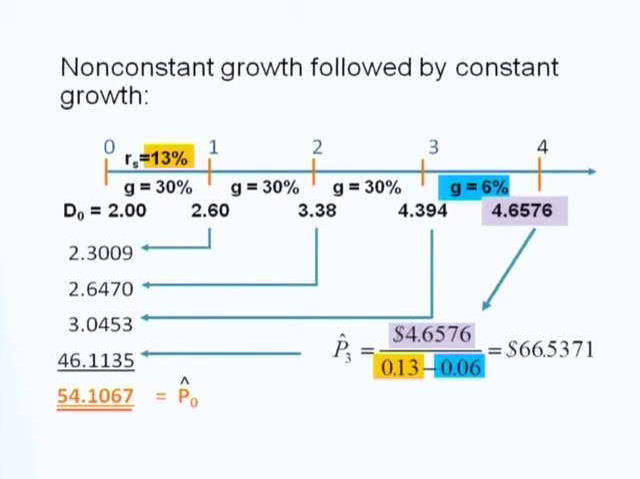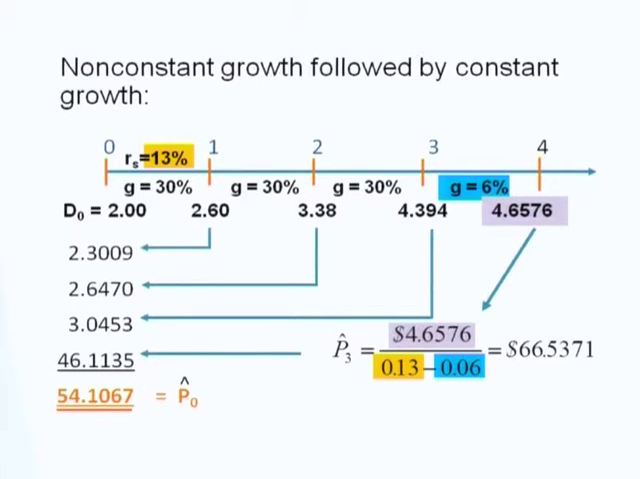And D4: now you have to change G from 30% to 6%, because after year 3, G will become constant at 6%. You get 4.394 multiplied by 1 plus 6%, so D4 is 4.6576. After year 3, G is constant at 6% forever and Rs is greater than G, so we can use the Gordon-Growth model to find the intrinsic value at time 3.